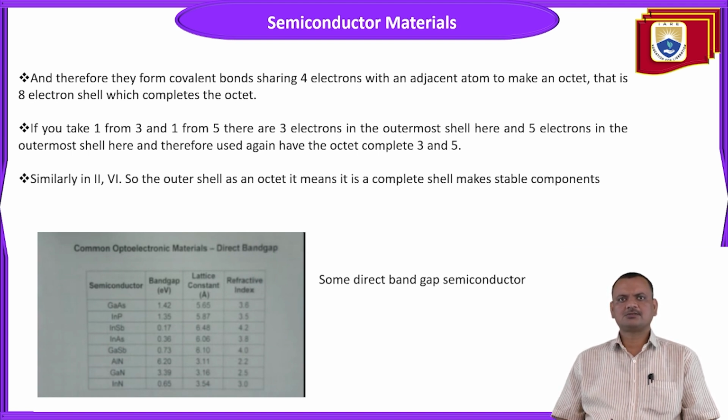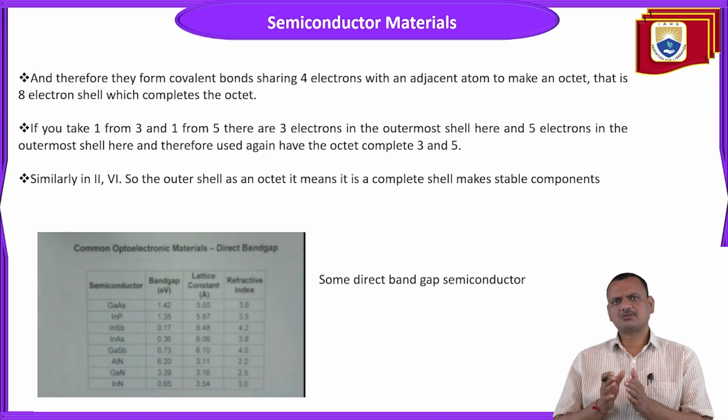Gallium arsenide has a band gap value of 1.42 electron volts. Indium phosphide has a band gap value of 1.35. Then indium antimonide has 0.17. Indium arsenide has 0.36. Gallium antimonide has 0.73. Aluminum nitride has 6.20 electron volts. Gallium nitride has 3.39 electron volts. Indium nitride again 0.65, and the lattice constants and refractive indices are also mentioned.